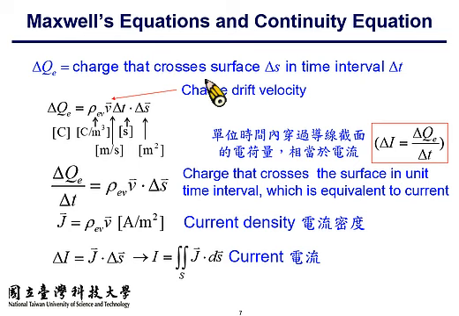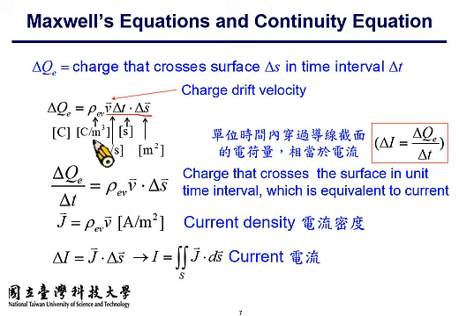And the charges that cross the surface delta S in time interval delta T can be computed as the product of charge density rho, times the charge drift velocity V, the charge moving velocity, times the time interval delta T and the cross-section area delta S. So V delta T times delta S is actually the volume of the space where those electrical charges reside.